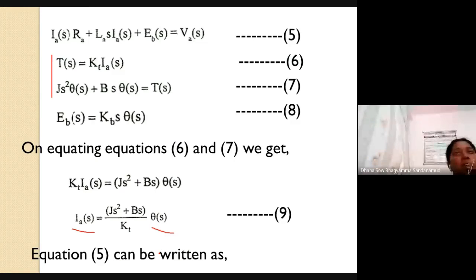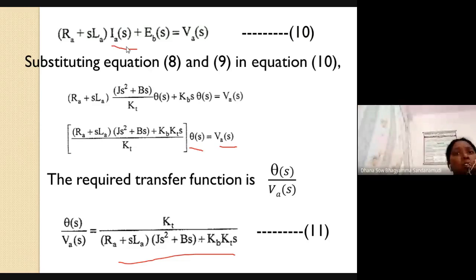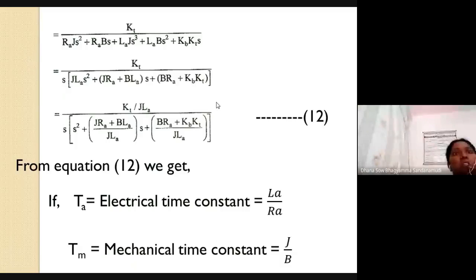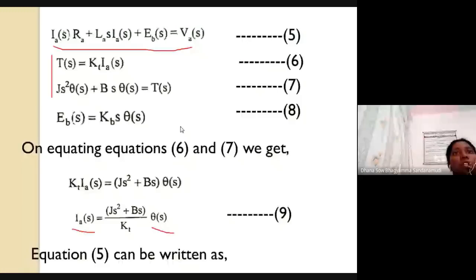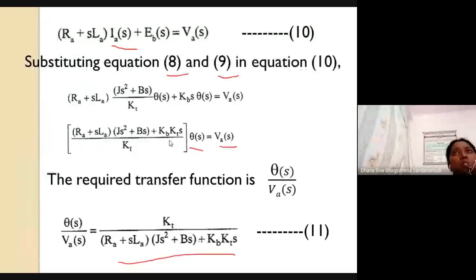Now consider equation number 5. You further simplify it. You just take common IA of S in this equation number 5. IA of S you have taken common, and you will get it like this. Consider it as some equation 10. Substitute equation 8 and 9. 8 is the back EMF, 9 is the armature current. So substitute them, you will get some equation.